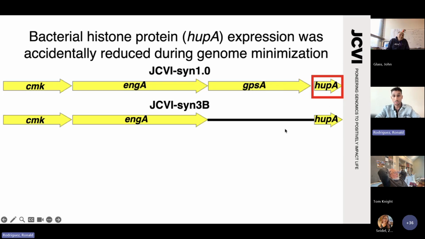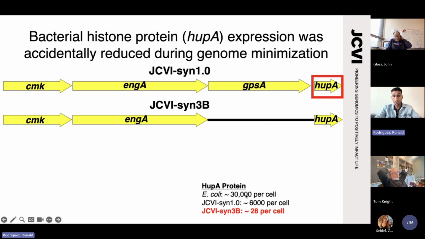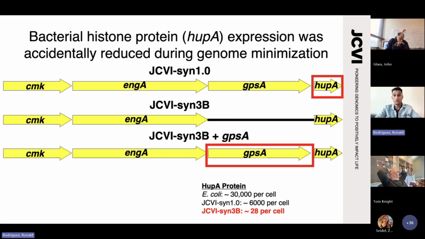In SYN3B, GPSA was removed during the minimization process. Proteomics data based on E. coli, which has about 30,000 HUP-A proteins in a living cell. SYN 1.0 has about 6,000. That number has been significantly reduced to about 28, as Roseanne mentioned earlier in her talk, in SYN3B.